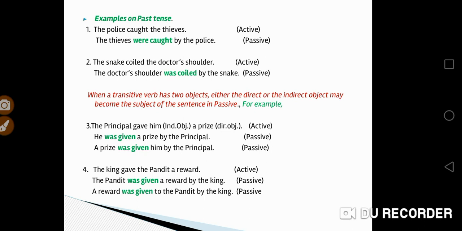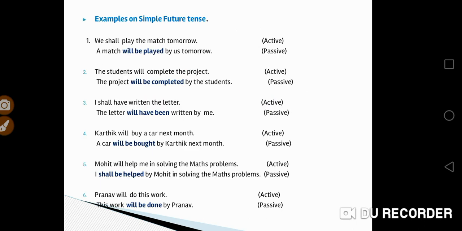One more example. The king gave the pandit a reward. The pandit was given a reward by the king, or a reward was given to the pandit by the king.